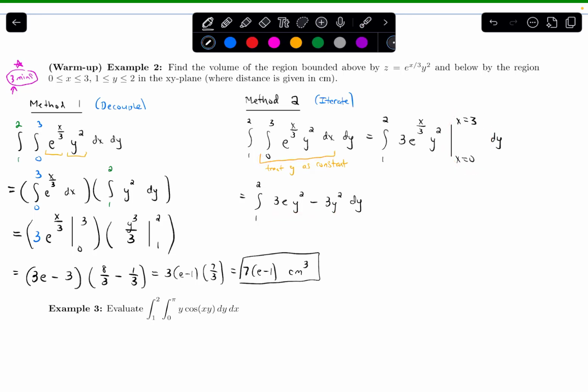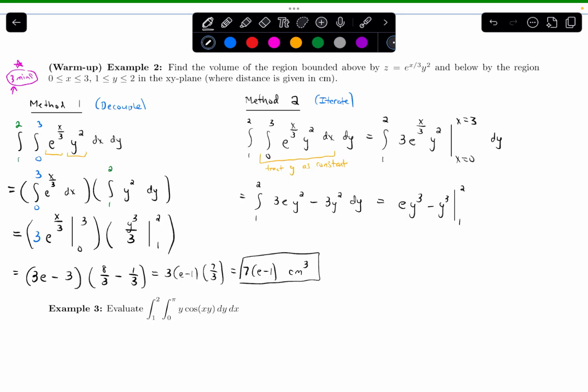Okay, so now I'm ready to do these antiderivatives. e is like a constant, so that stays there. And I'll get e times y cubed, right? Because that's the antiderivative of 3y squared. And then minus, for that next term, I'll also get y cubed. Then I got to plug in the 1 and the 2.